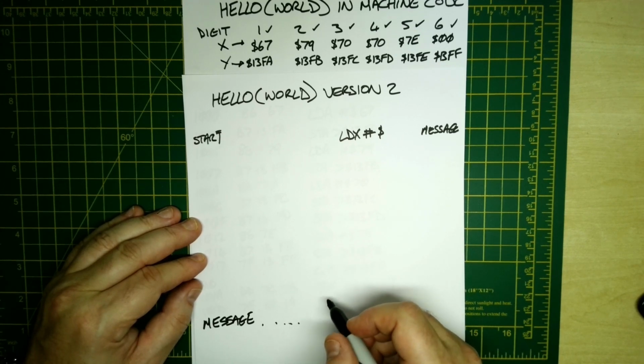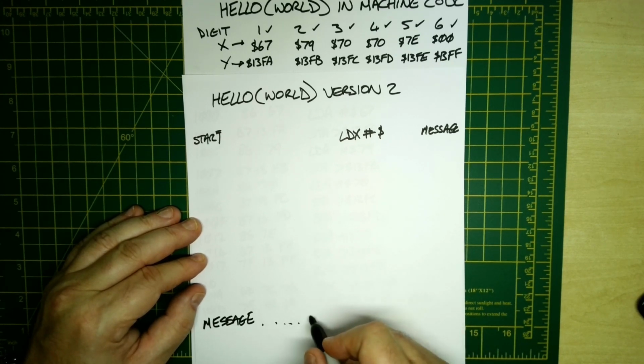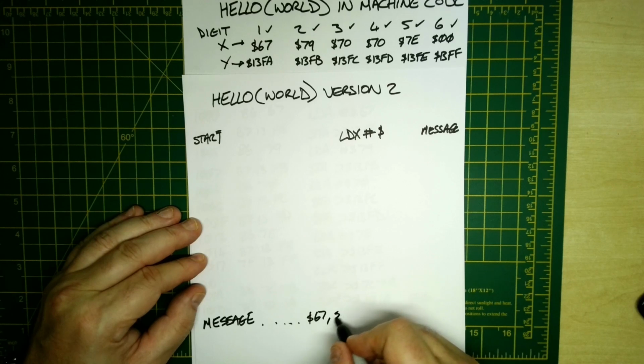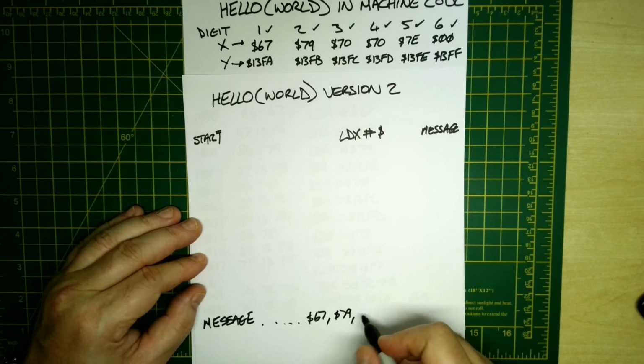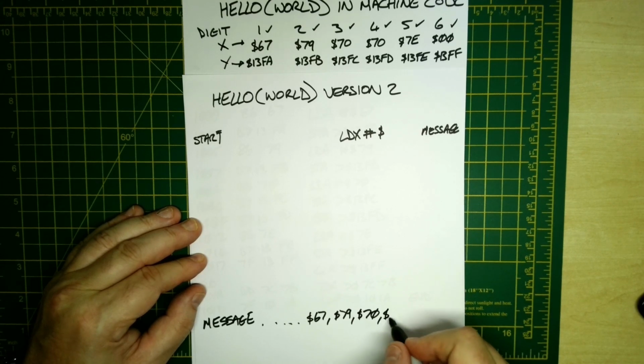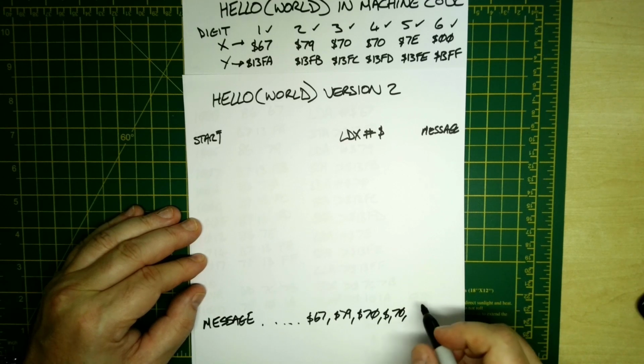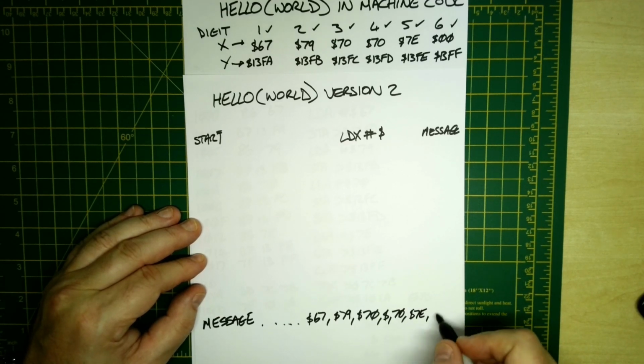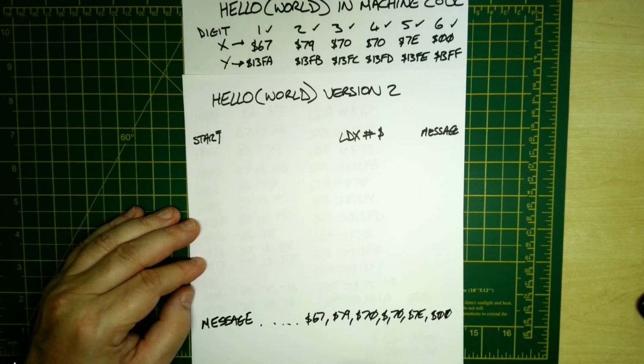And then that is going to have our message, which is H above, which is $67. Then it's $79, $70, comma, $70, comma, and $7E, and then followed up by 00 for the blank at the end. That's the message, and we'll give that an address.